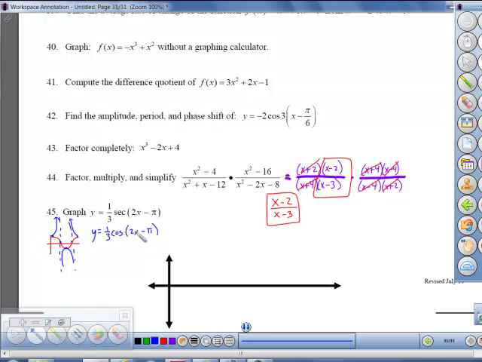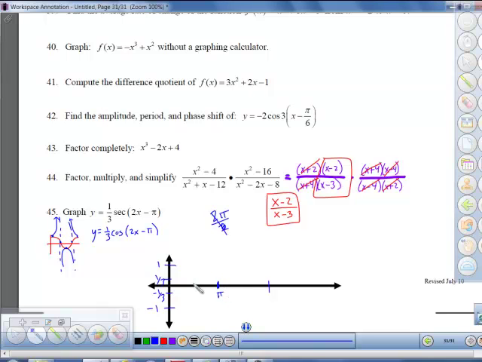Cosine, I know, normally goes up to 1 and -1, that's the amplitude, but the amplitude here is going to be 1/3. So it's going to be a tiny thing, in between this little range of 1/3 and -1/3. Now the period is 2 pi over b, and our b term is 2. So what's 2 pi divided by 2? Just pi. That means instead of a normal 2 pi range, it's pi.